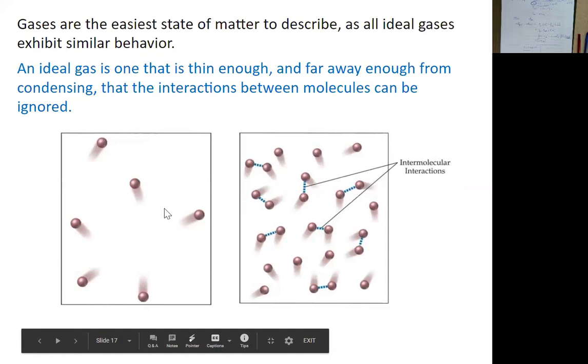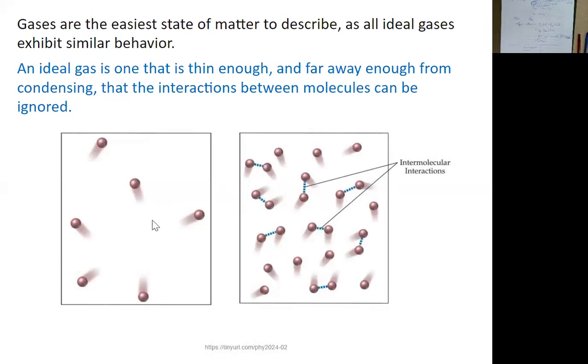Now in reality, for room temperature air, you can treat it pretty much as an ideal gas because it's very thin. The distance between molecules is far enough compared to their sizes. So for just the air we are breathing in and out, you can treat it as ideal gas. So let's take a look at an ideal gas which is thin enough and far away from each other, so we can ignore the intermolecular interaction.